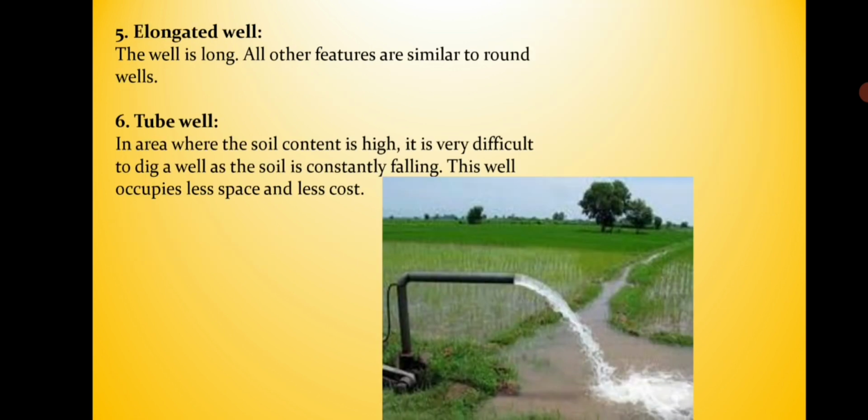Next is elongated well. Elongated well means this well is also long. Okay, it is too long. Rest all the features are same. It is round in shape, it is deep, it is narrow. Okay, rest all the things are same. Then tube well, you can see the figure of the tube well, the picture is shown there.